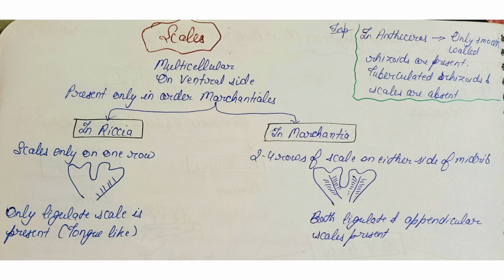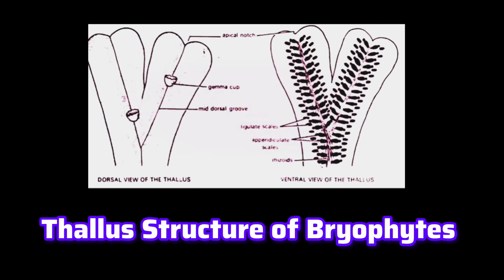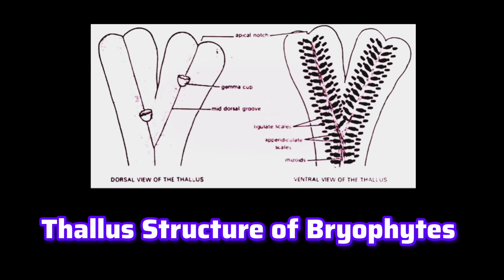राइजॉइड के बाद हम बात करेंगे स्केल्स की। स्केल्स जो हैं वो थैलस के वेंट्रल साइड में प्रेजेंट हैं एंड ये मल्टी सेलुलर इन नेचर। Scale is a feature which is restricted only to the order Marchantiales. Marchantiales के हमारे important members हैं रिक्सिया एंड मार्केंशिया। डायग्राम में देख सकते हैं कि रिक्सिया में स्केल जो हैं वो ओनली सिंगल रो में प्रेजेंट हैं, but in Marchantia scales are present in 2 to 4 rows on either side of the midrib. Both the ligulate as well as appendicular scales are present here.